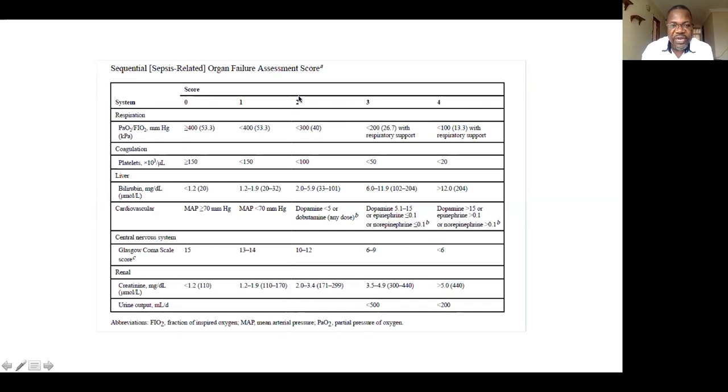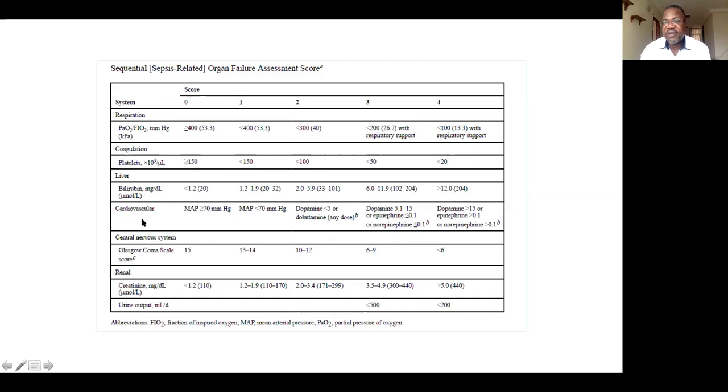And when it's from 2, it means that it's below 300. So there is a dysfunction that is clearly established in terms of respiratory factors. We also look at coagulation markers like platelet level. Platelet levels that are high, usually from 150,000 and above, start decreasing when the SOFA score is increasing. We have the liver marker like the bilirubin levels that starts increasing.